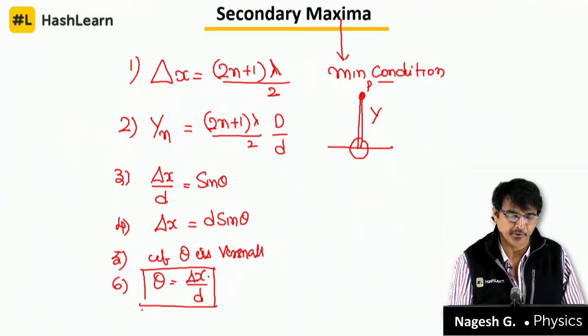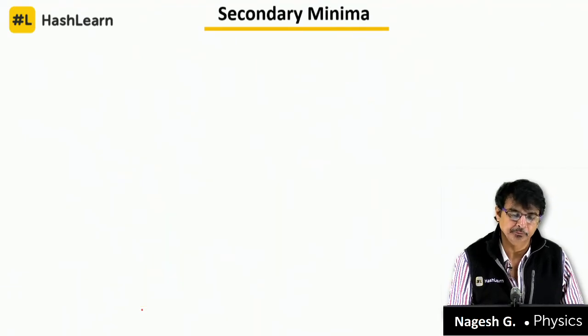Delta x is equal to (2n plus 1) into lambda by 2. y_n, the distance of the nth secondary maxima. Then sin theta is delta x by d. Then delta x is equal to d sin theta. If theta is very small, theta can be written as delta x by small d.